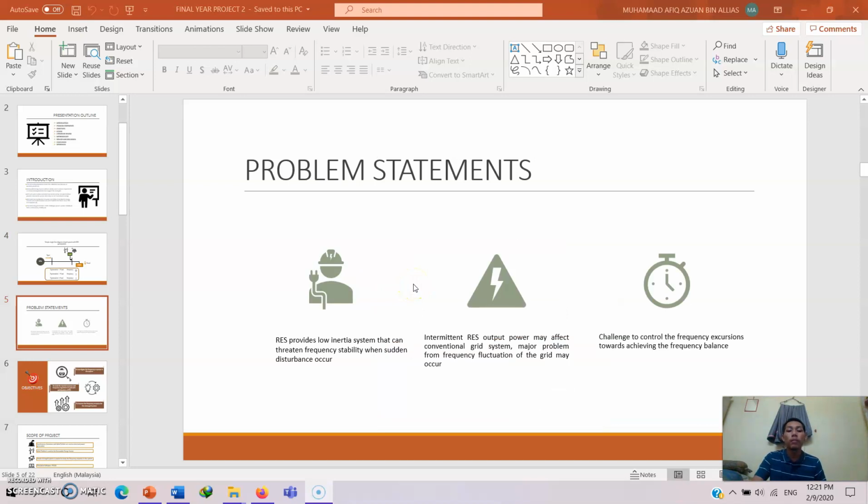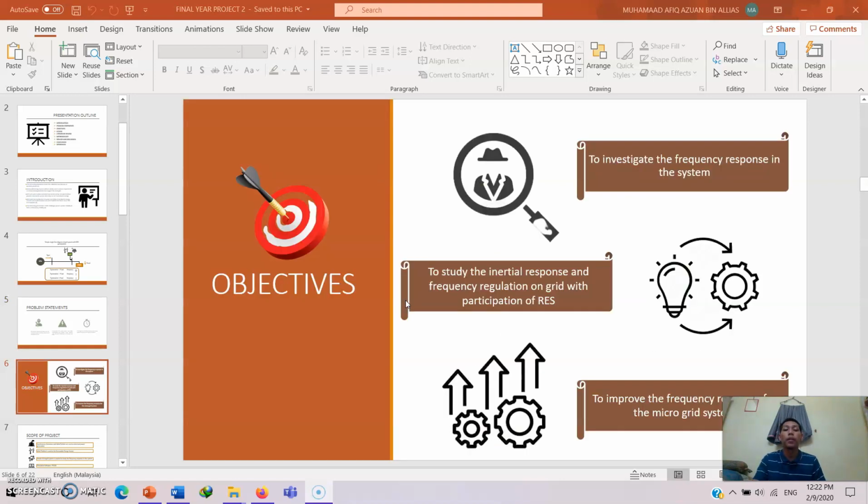Okay, the problem statement for this project is, first, RES provide a low inertia system that cannot return to frequency stability when a sudden disturbance occurs. Second, intermittent RES output power may affect the conventional grid system, and a major problem of frequency fluctuation of the grid may occur. And the third one is that it is a challenge to control the frequency excursions toward achieving frequency balance.